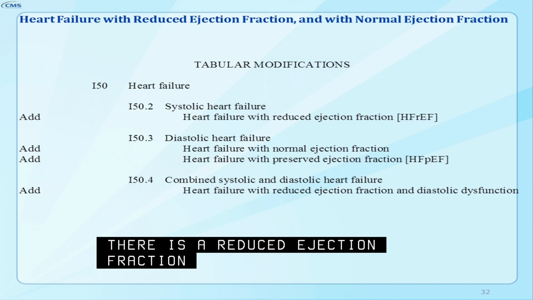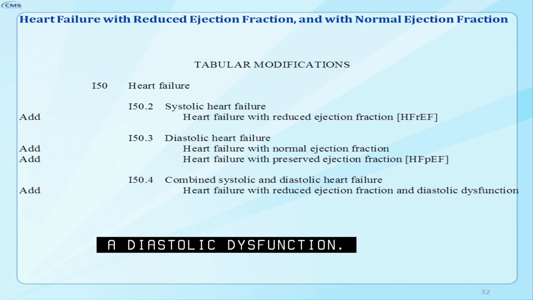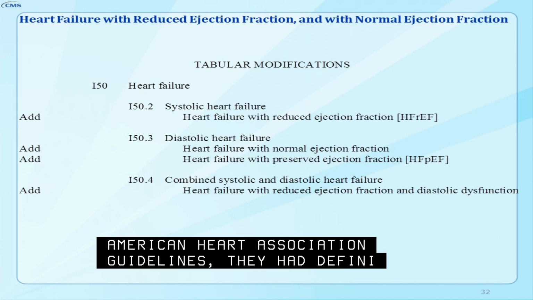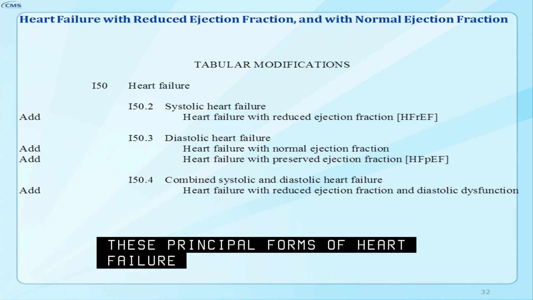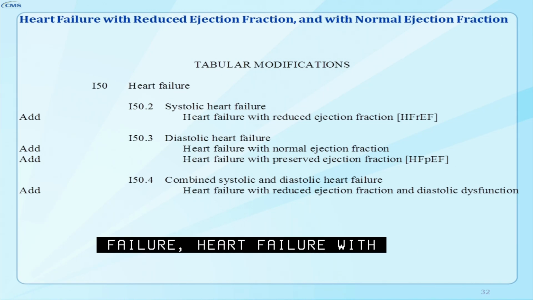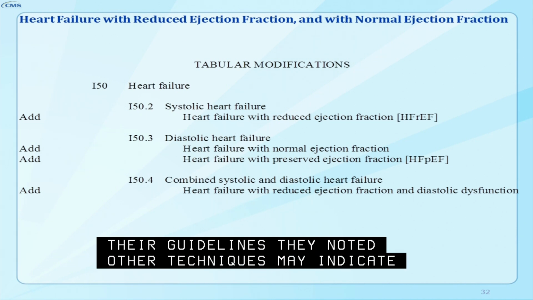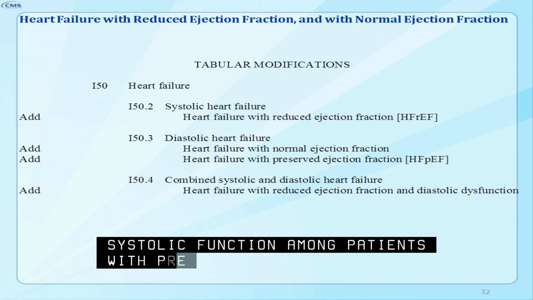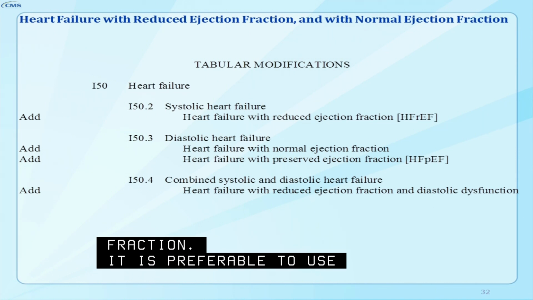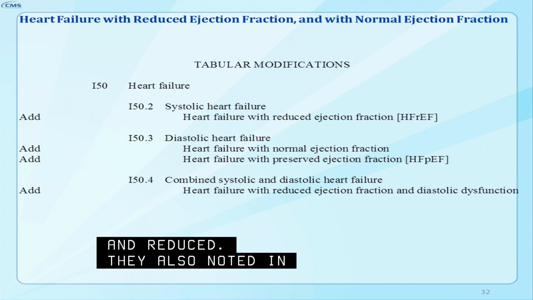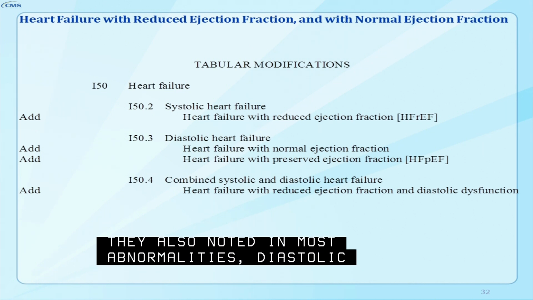In the 2013 American College of Cardiology Foundation and American Heart Association guidelines, they had definitions of heart failure and noted these two principal forms of heart failure, the left ventricular failure, heart failure with a reduced ejection fraction and heart failure with preserved ejection fraction. In their guidelines, they noted because other techniques may indicate abnormalities in systolic function among patients with preserved ejection fraction, it's preferable to use the terms preserved or reduced ejection fraction over preserved or reduced systolic function. So they also noted that in most patients, abnormalities of systolic and diastolic dysfunction will coexist irrespective of the ejection fraction.